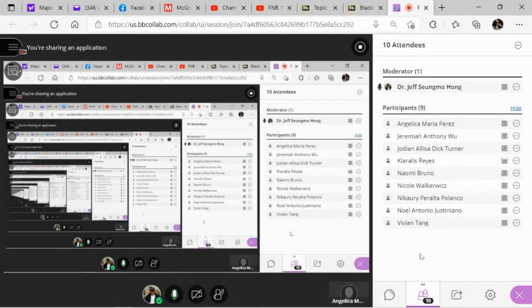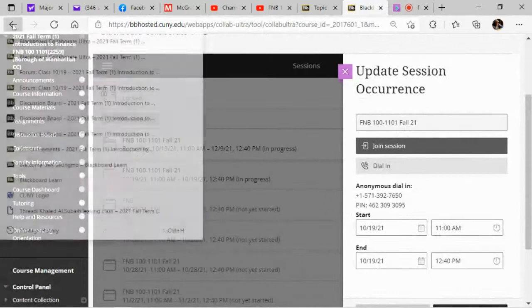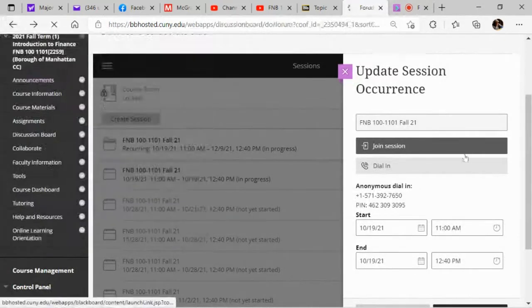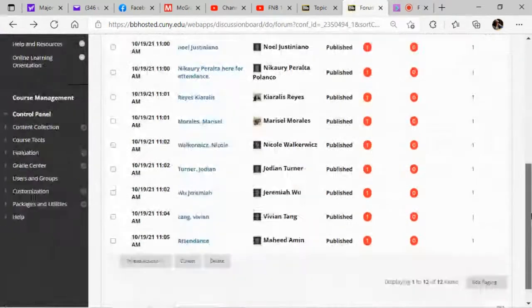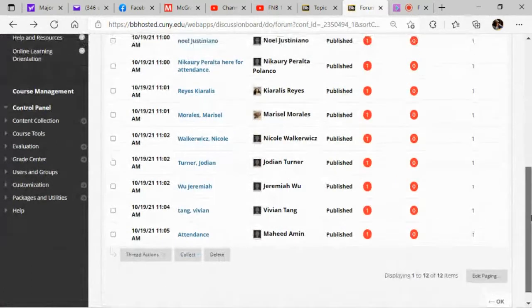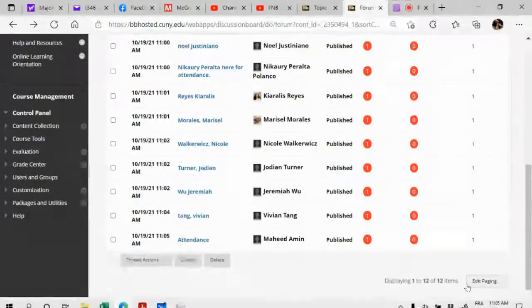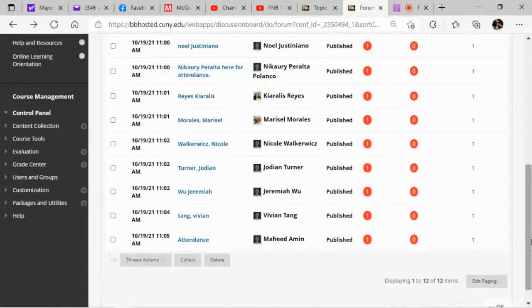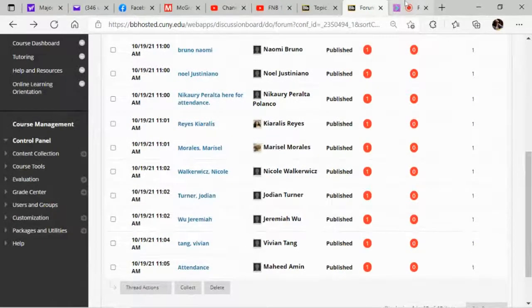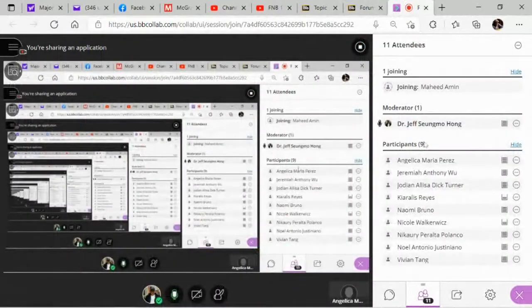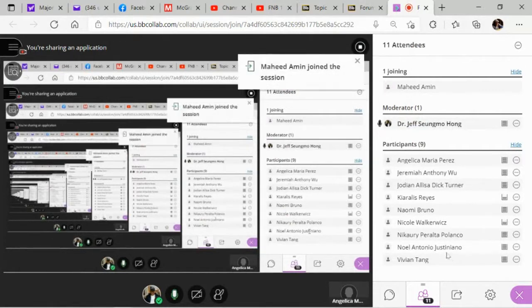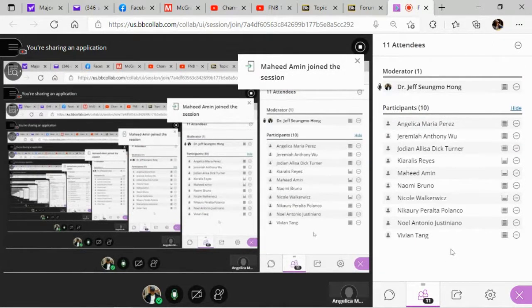So I see nine people here in Collaborate. And let me check how many people are in today's forum. So I see 11, right? 11. So, hoping that one more person is joining, that's going to make it 10. So I'm still waiting for one more person.